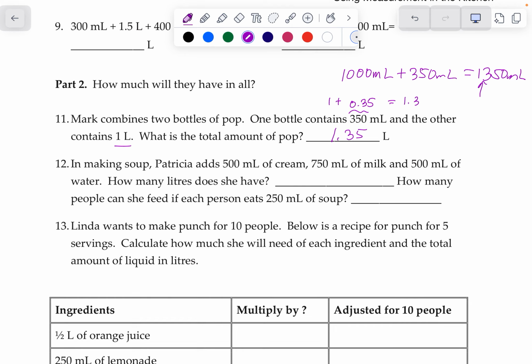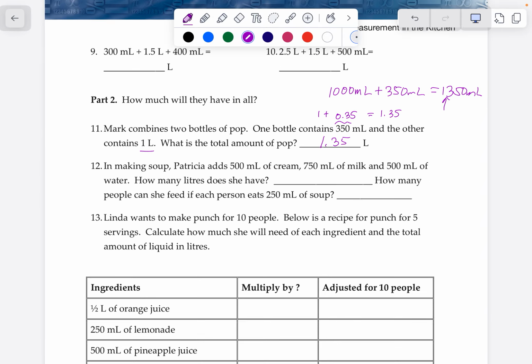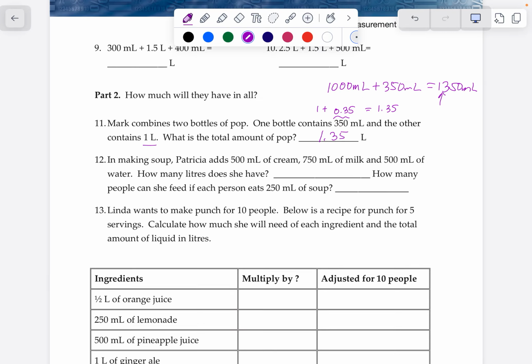So if they're asking in liters, you can convert everything to liters and then add it. You can convert everything to milliliters and then convert it back. Either way, they must be the same units before we add them. Okay? Okay, so that is part 2, but I would like to talk about this section.